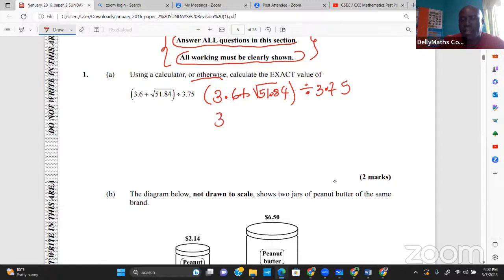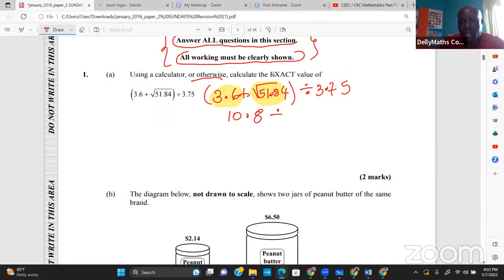So on your calculator, you could put all of this right now: 3.6 plus square root of 51.84. Or you could find the square root and write it. But no problem if you want to put all of that on your calculator. Open the square root sign and put 51.84 underneath that. Make sure that you're not making any error. Definitely, this will come to 10.8.